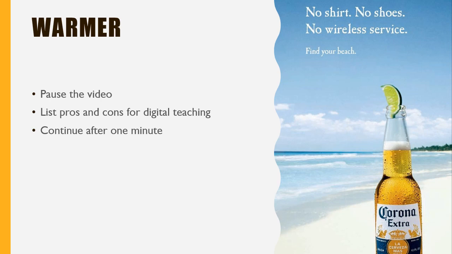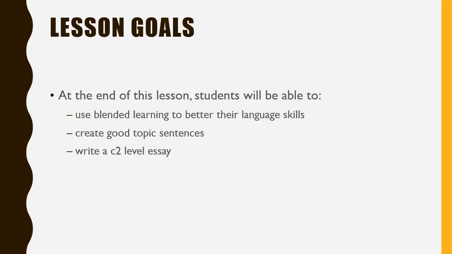Assuming you've taken a minute, let's move on to the lesson goals. Obviously, at the end of the lesson, you will be familiar with the blended learning environment. You will be able to self-study for your language skills and mainly writing. You will also have practiced with creating good topic sentences, which are essential for the proficiency writing exam. We will analyze a C2 level essay to see what makes it C2. And finally, you will receive a new assignment that you need to hand in for feedback.